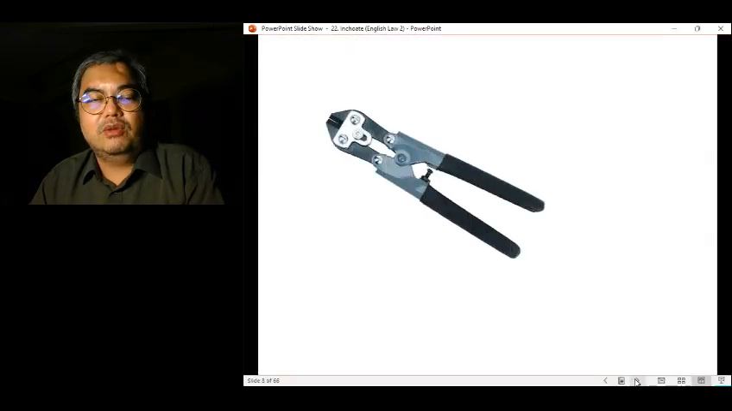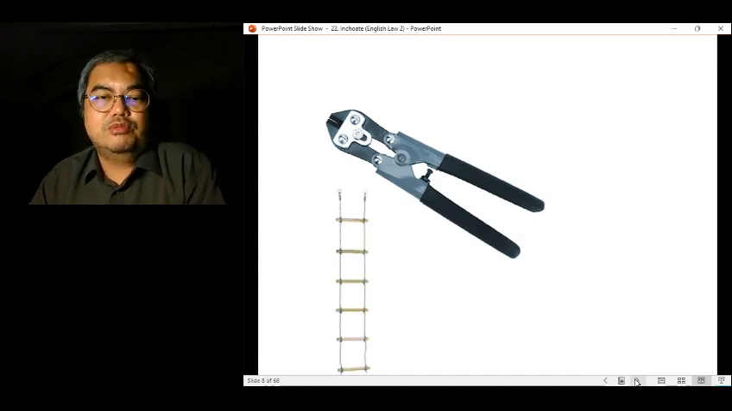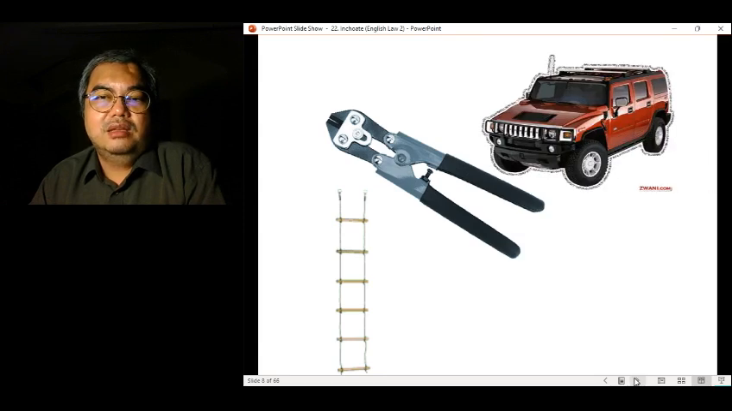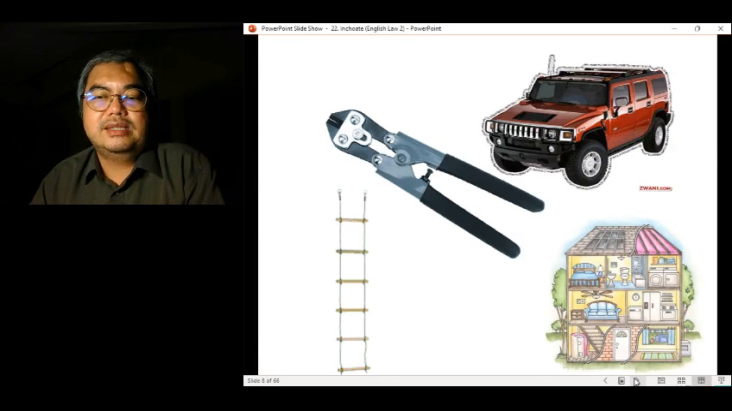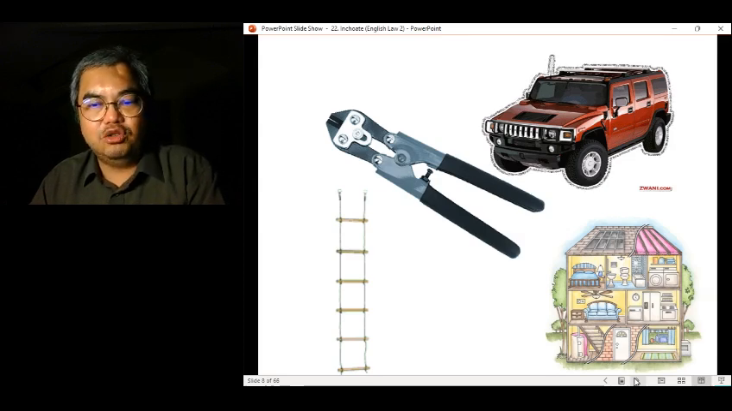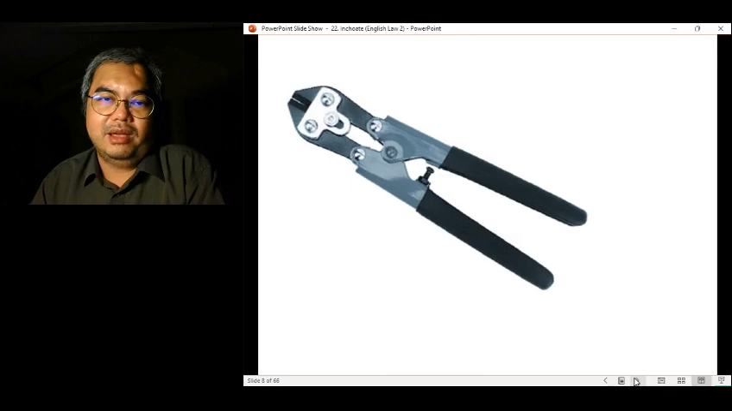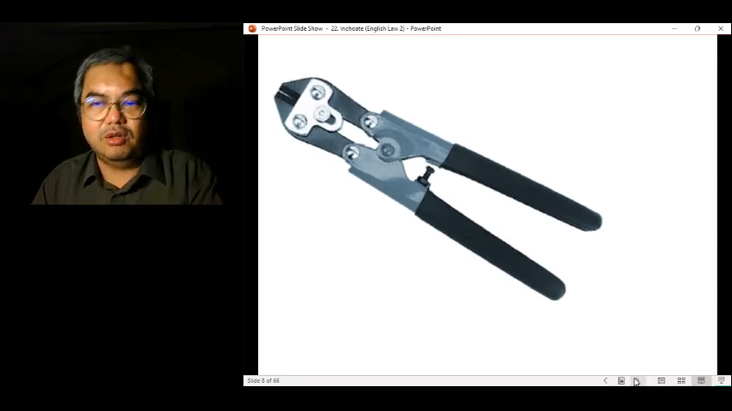So what was agreed was that he was going to provide wire cutters. He was going to provide a rope ladder. He was going to provide a getaway vehicle, and he was going to provide a safe house. Right? This is what he agreed, but in actual fact, he was only going to provide the wire cutters. That's all. He was only going to provide the wire cutters.